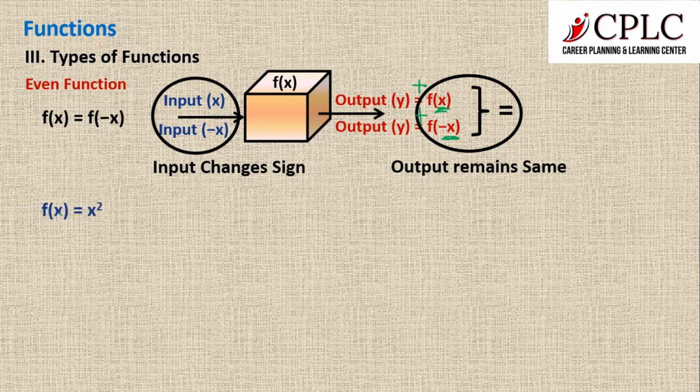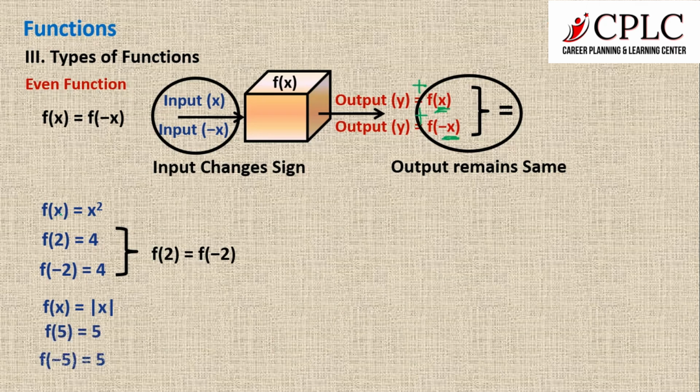For example, one very simple example is the square function. You exactly know when we square a number, whether the number is positive or negative doesn't really matter. After squaring, the answer is always positive only. Another very famous example would be the modulus function. Input can be either plus or minus, but output will always be positive only.